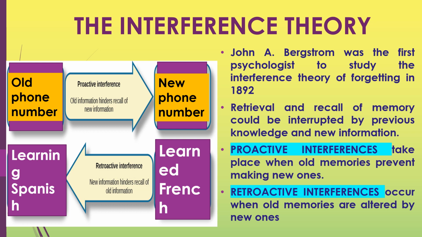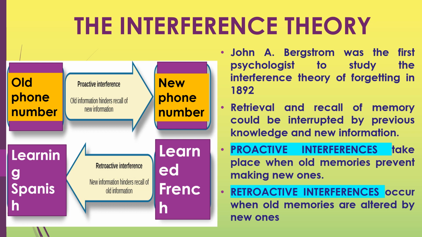The interference theory. John A. Bergström was the first psychologist to study the interference theory of forgetting in 1892. He stated that retrieval and recall of memory could be interrupted by previous knowledge and new information. For example, an individual will not remember what they had for breakfast on Sunday because of the number of meals consumed throughout the week.